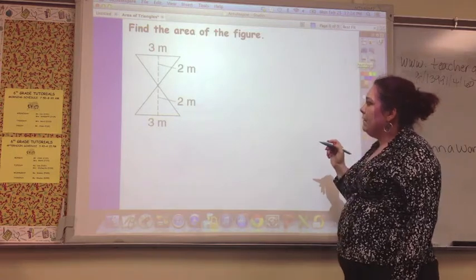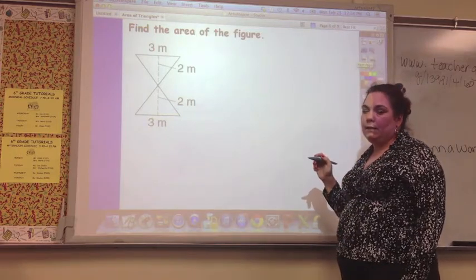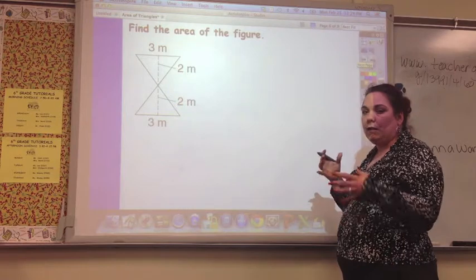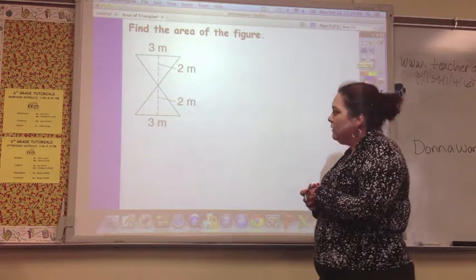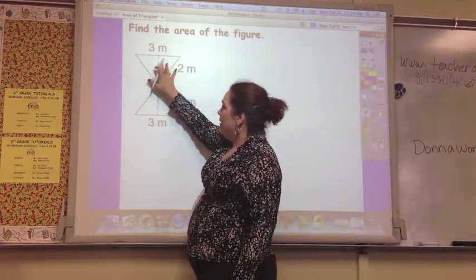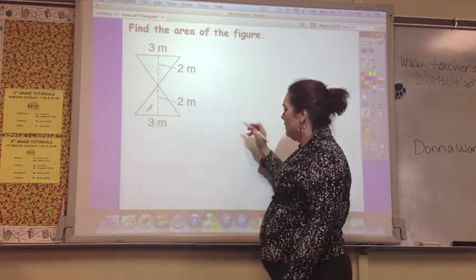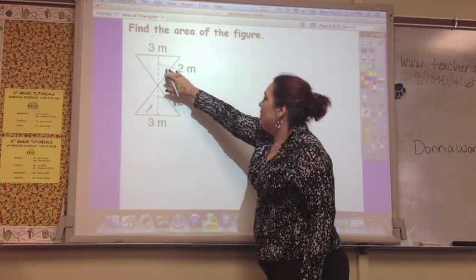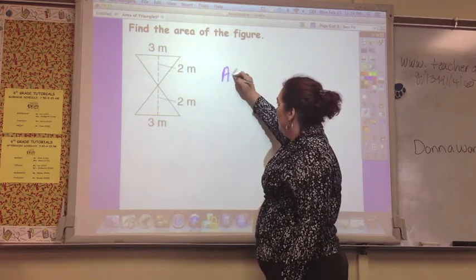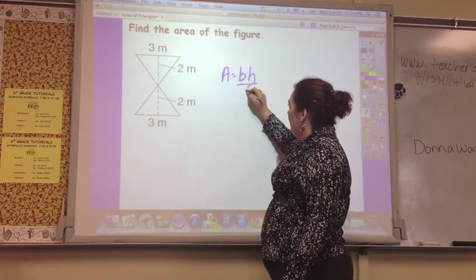Find the area of the figure. Well, this is a little different. This is one of those complex figures. It's got more than what's there. To do this, you could find the area of this triangle and find the area of this triangle and add them together. So, the area of this triangle would be base times height divided by 2.